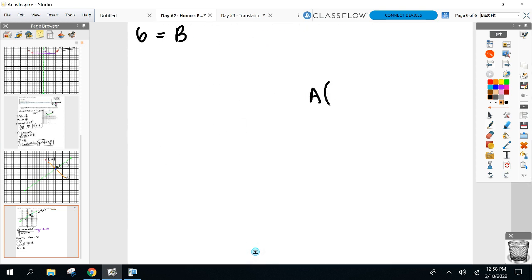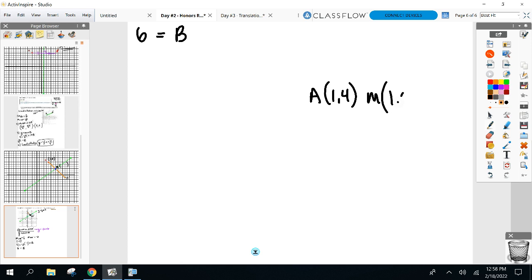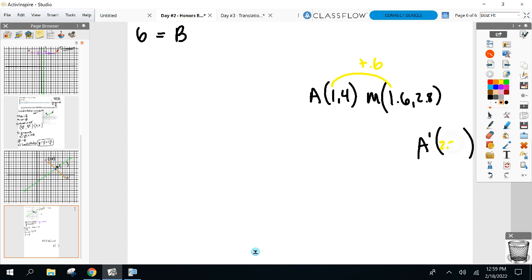So point A was (1, 4). The midpoint was, go back, what was it on the calculator? (1.6, 2.8). All right, you ready to find A prime now? How many units did I go over on the x-axis from 1 to 1.6? Plus 0.6. Do it again. Where do I end up? Go 0.6 units again. What's my x-coordinate? 2.2. And now do it for the y-coordinate.